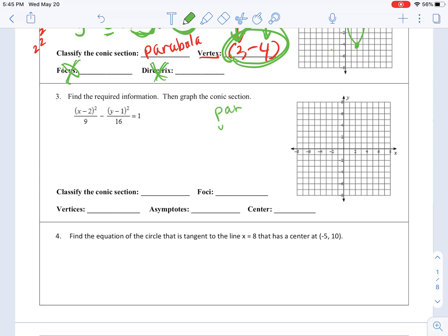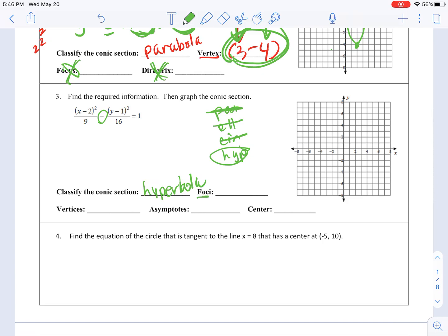Alright, so on number 3, let's decide what this is. Is it a parabola, an ellipse, a circle, or a hyperbola? Alright, since two things are squared, parabola's out. Since it's minus, it's a hyperbola because they're going to get away from each other. So this one is a hyperbola.